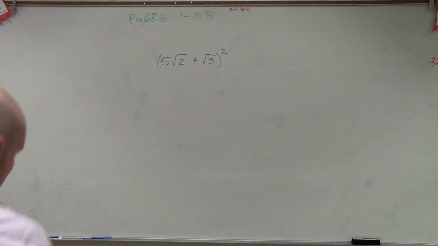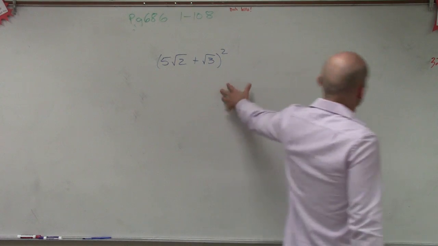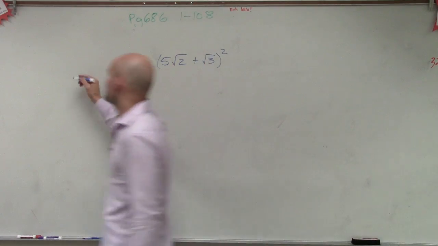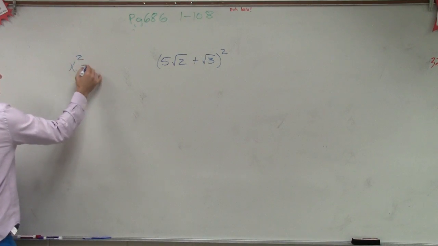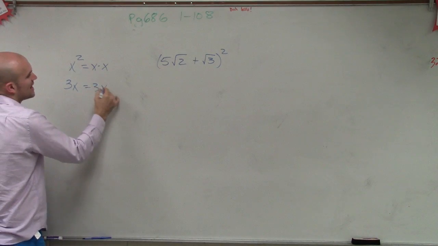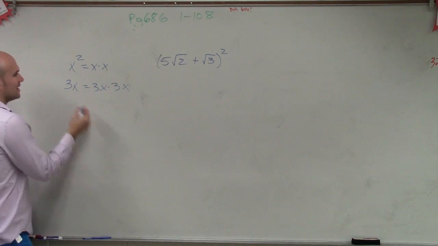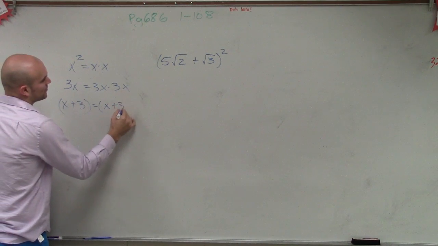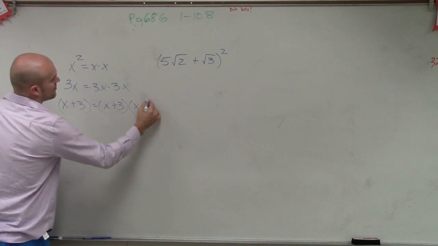All right, so when multiplying here, what we have is we're multiplying two binomials, all right? And I'll go through this again, ladies and gentlemen. If you have x squared, we know that x squared is x times x. If I said 3x, that's 3x times 3x. If I did x plus 3, remember that's x plus 3 times x plus 3.